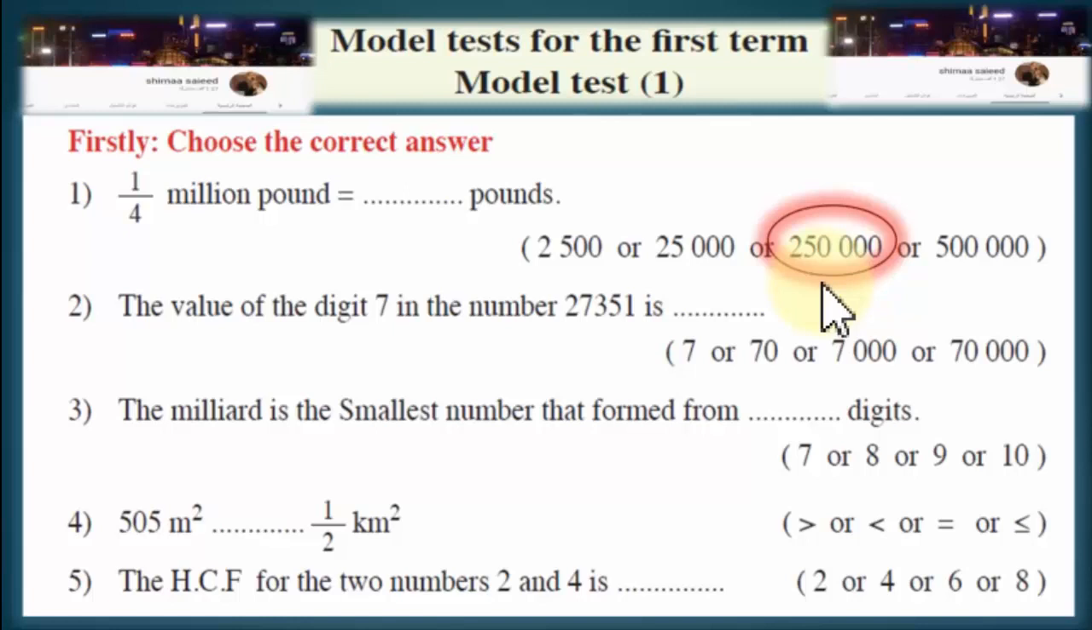The second question is the value of the digit 7 in the number 27,351. The 7 here is in the thousands place. So the value of 7 is 7,000. Our third question: the milliard is the smallest number that is formed from, well done, 10 digits.